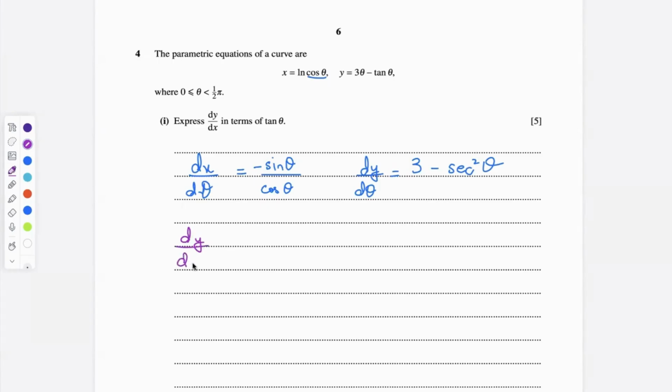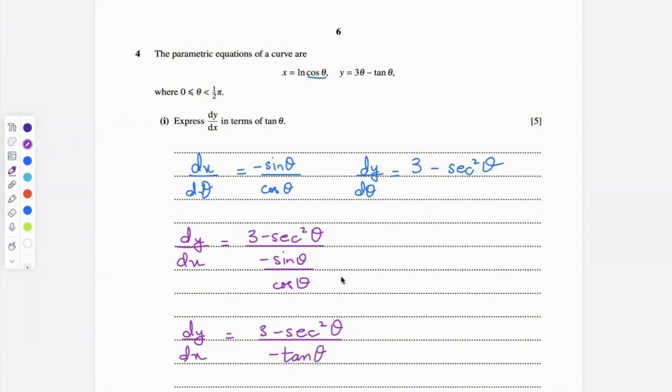So we'll get dy/dx equals 3 minus sec squared theta upon minus sine theta upon cos theta. Now, as we have to express this in terms of tan theta, we know that sine upon cos is tan. So dy/dx can now be written as 3 minus sec squared theta divided by minus tan theta.